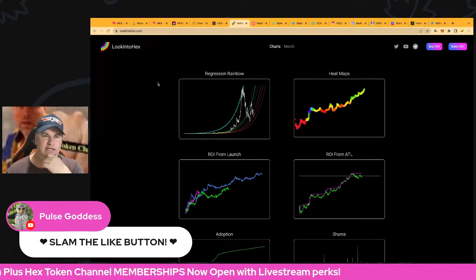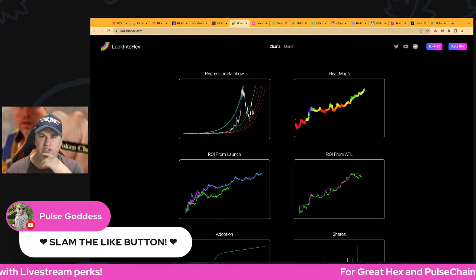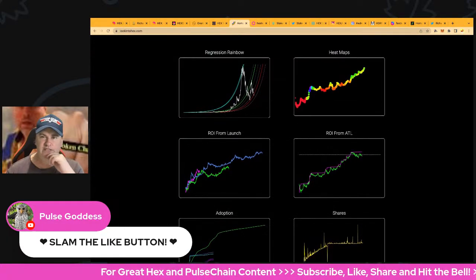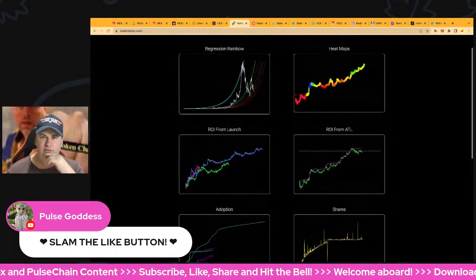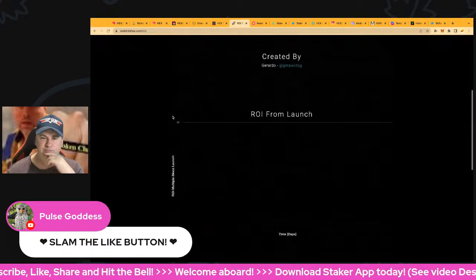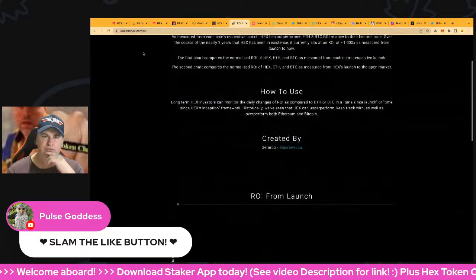Anyway, here we are looking into hexscript.com. This is by one of our top YouTubers in the space, Gerardo. And of course, this is his charts that he's made up. Now, I'm going to pick up one or two of these just to show you some of the things here. What I wanted to show you was this return from launch one here. I think this has still got updated data.